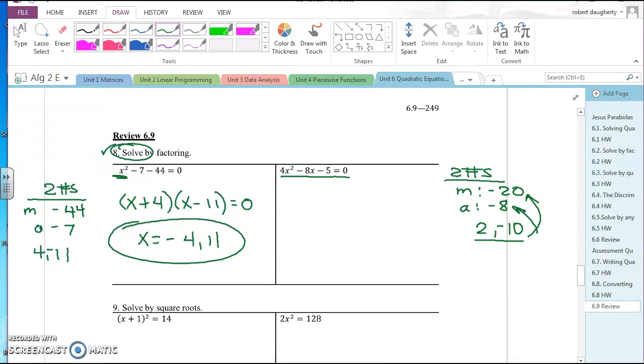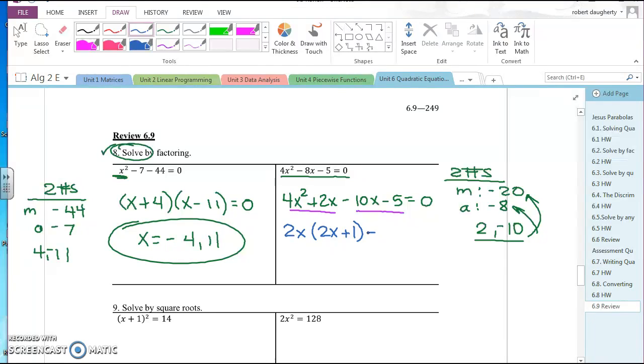So now I'm going to use those numbers to rewrite this equation. 4x squared, I'm going to write plus 2x minus 10x minus 5 equals 0. The only method we ever learned for how to deal with this is factor by grouping. Those first two terms, it looks like I can factor out a 2x, and then I'm left with 2x plus 1. Bring down the minus sign. You just copy whatever the next sign is.